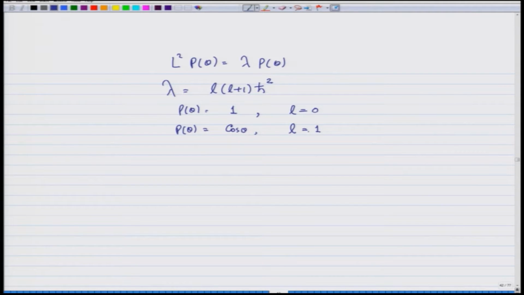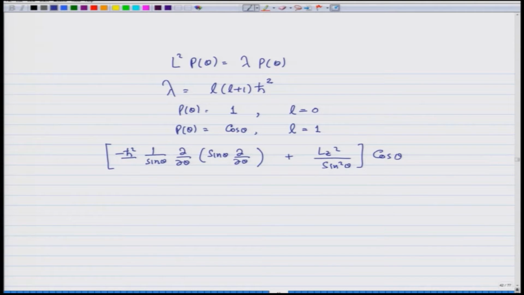Let us check the second case. First case is very easy to check because it is 1, so L square gives you 0. L square operator is minus h cross square 1 over sin theta d over d theta sin theta d over d theta plus Lz square over sin square theta. When this operates on cosine of theta, what do I get? The second term gives me 0, and the first term is going to give me minus h cross square 1 over sin theta d over d theta.